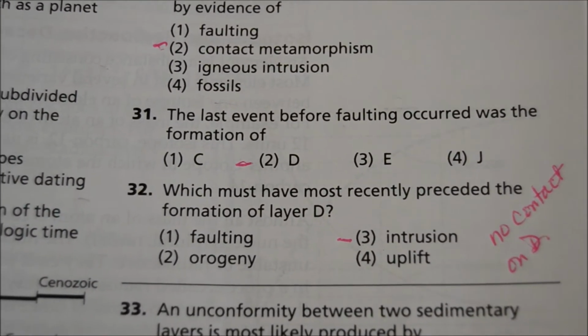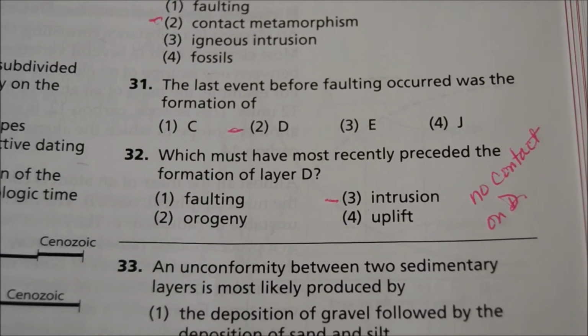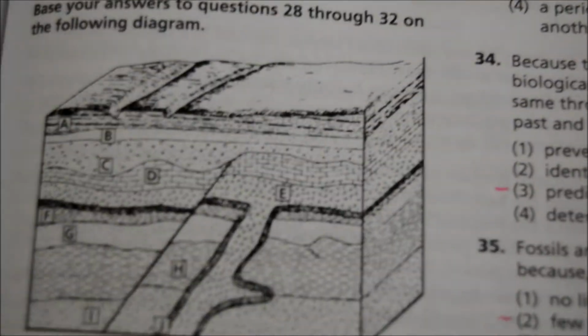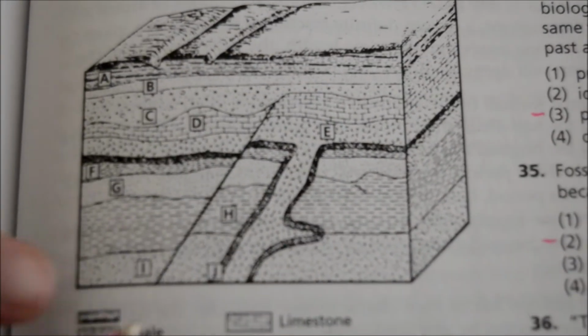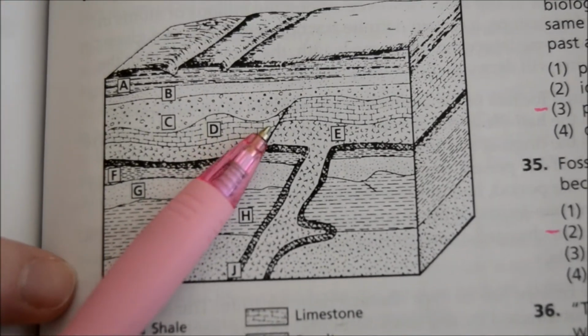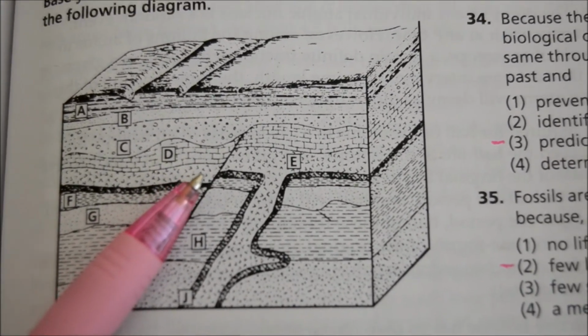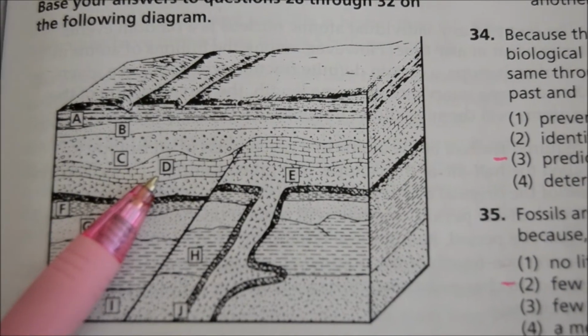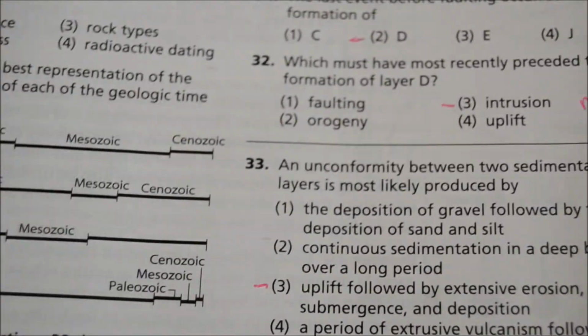31. The last event before faulting occurred was the formation of. So if I go back, all these layers are deposited. My last one that is offset by the faults is letter D. So my answer is formation D.